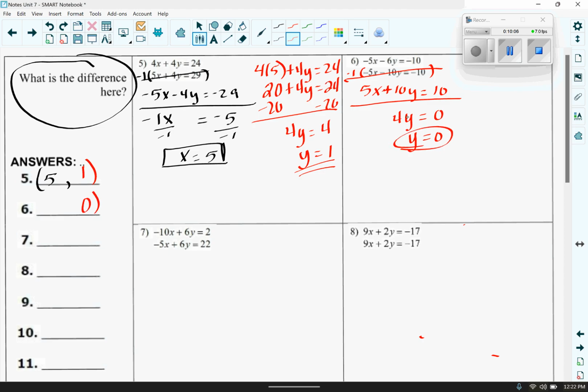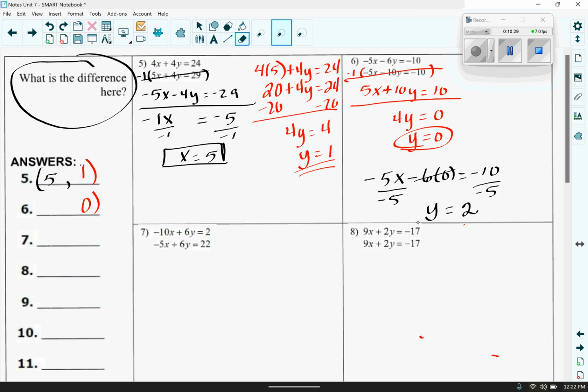We're going to take that value and plug it right back in. And when I do that, I get negative 5x minus 6 times 0 equals negative 10. Well, that cancels right away because 0 times anything is 0. So then divide by negative 5 on both sides. Y is equal to 2. Oops, x is equal to 2, not y. X is equal to 2.